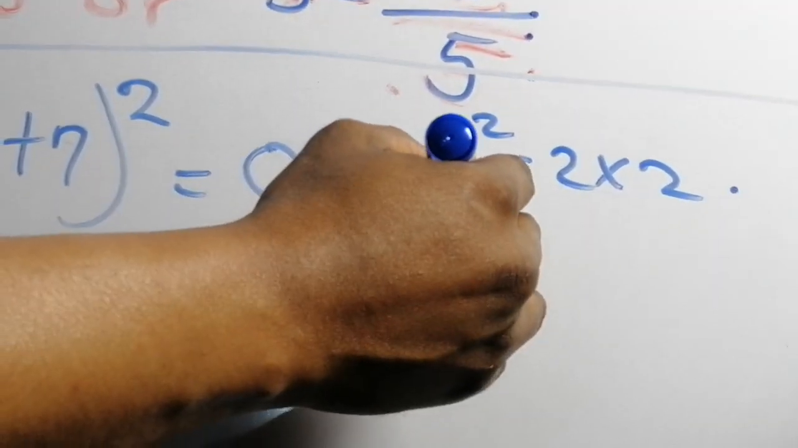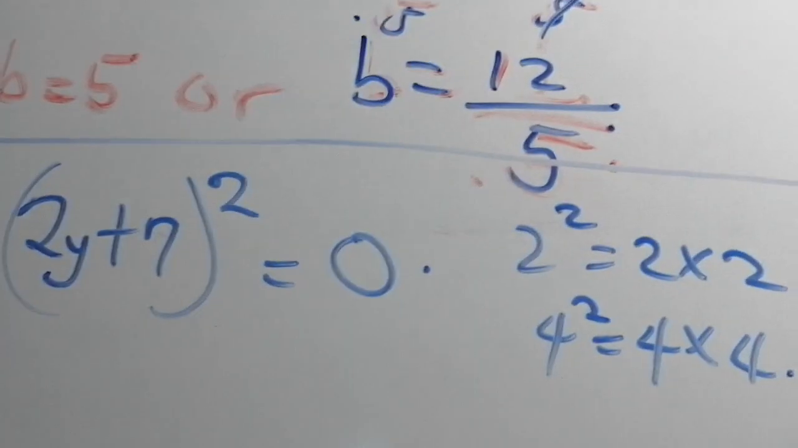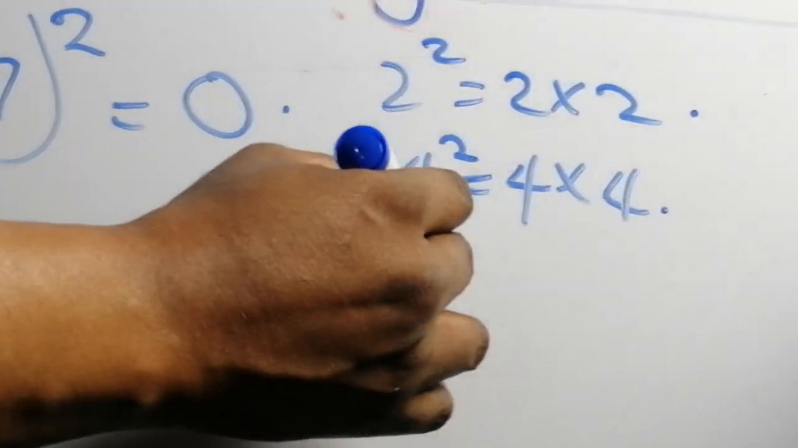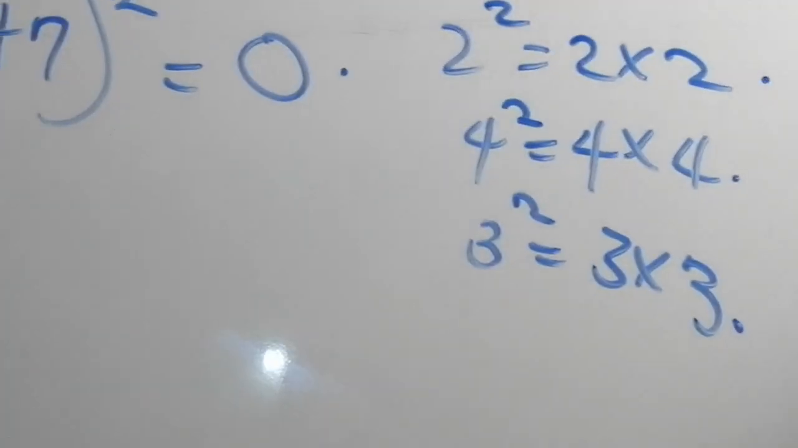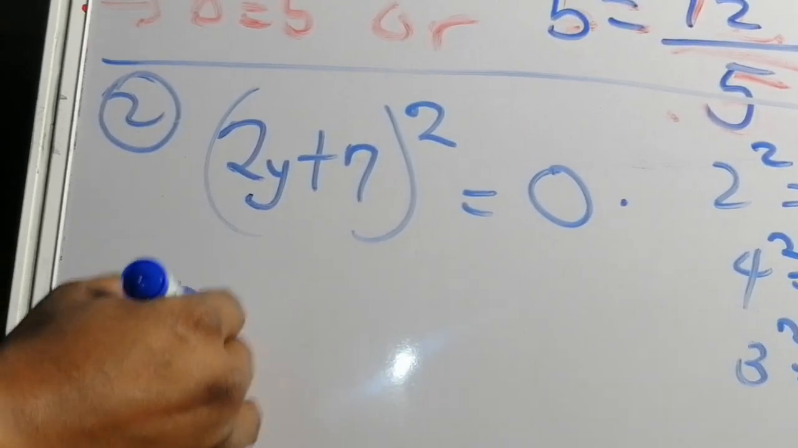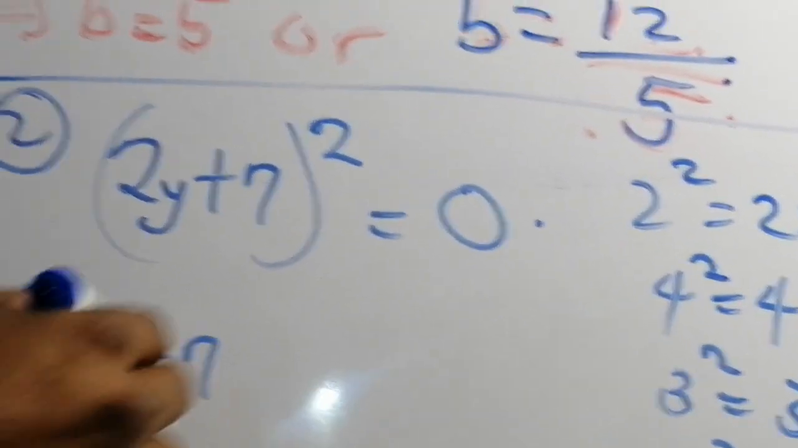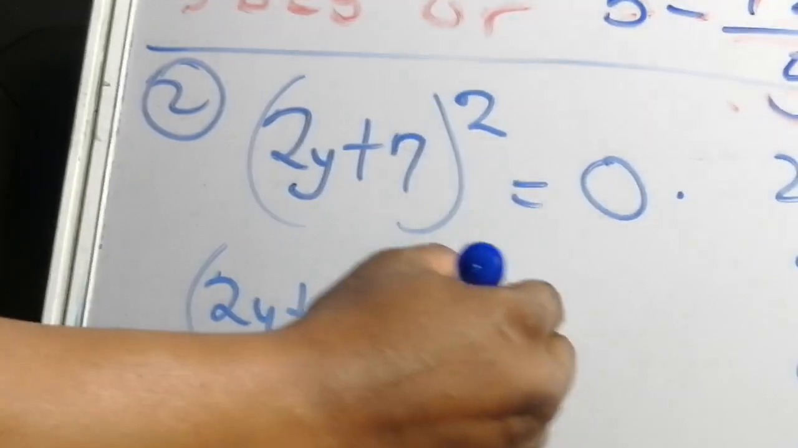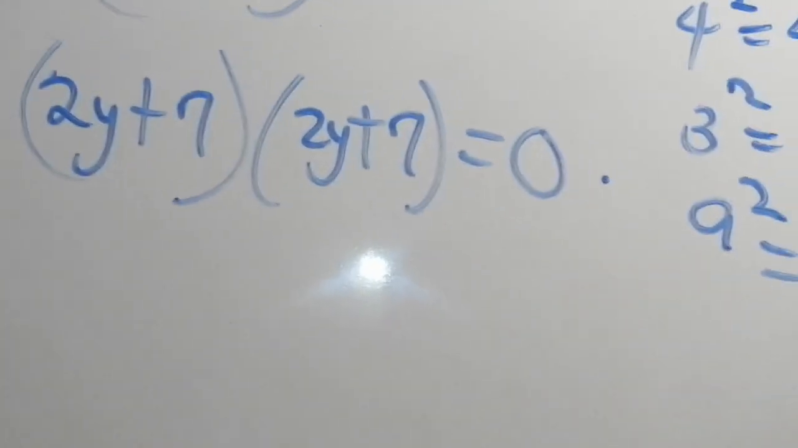If they say 4 raised to power 2, it's the same thing as 4 times 4, perfect square. If they say 3 raised to power 2, the same thing as 3 times 3. The same thing applies here. So what they are trying to tell you is that you write it 2 times, 2y plus 7. Or if they say a raised to power 2, the same thing as a times a. So the a here is 2y plus 7. So 2y plus 7, 2y plus 7 equals 0. That is the meaning.